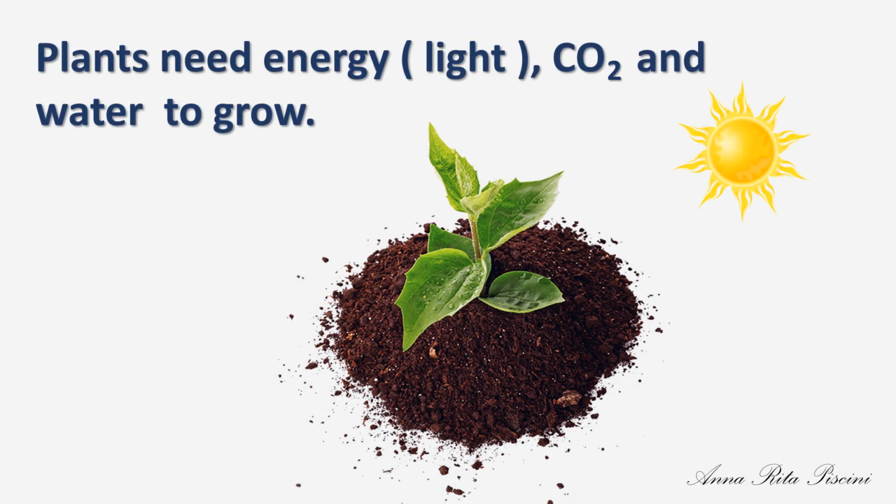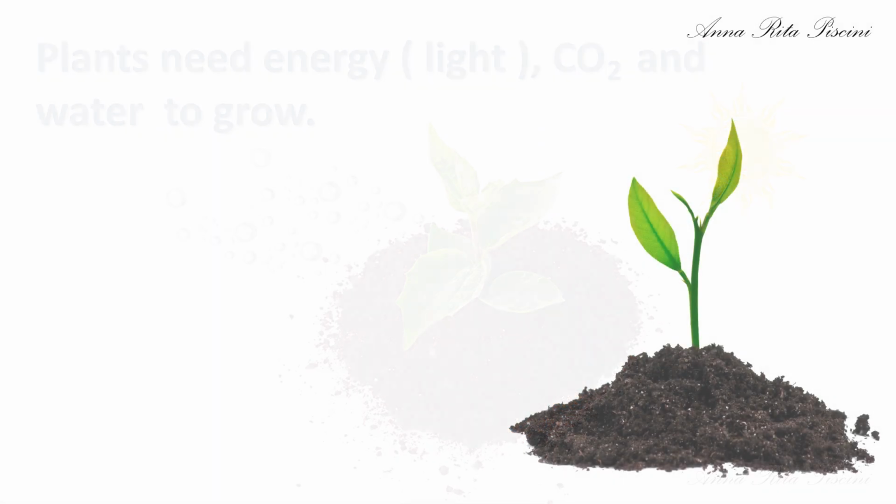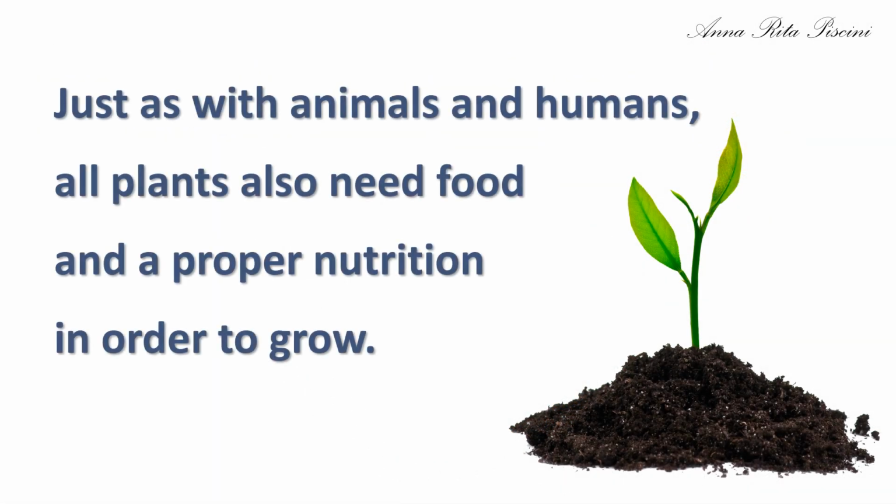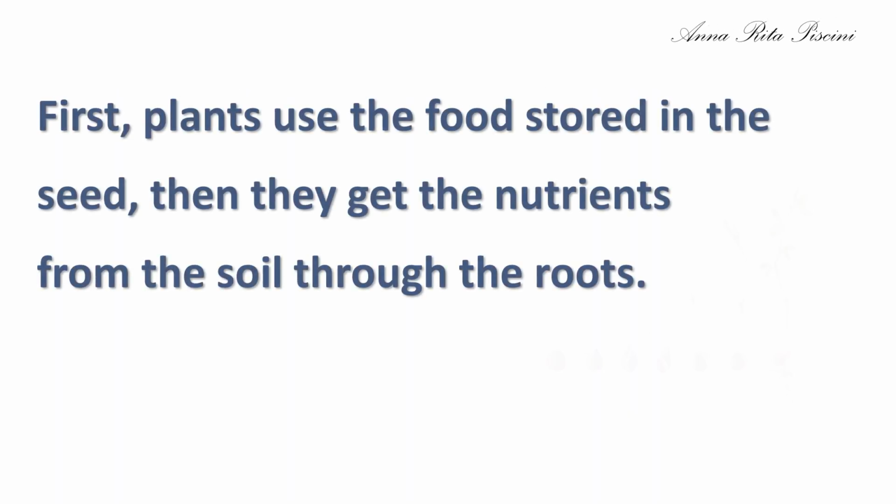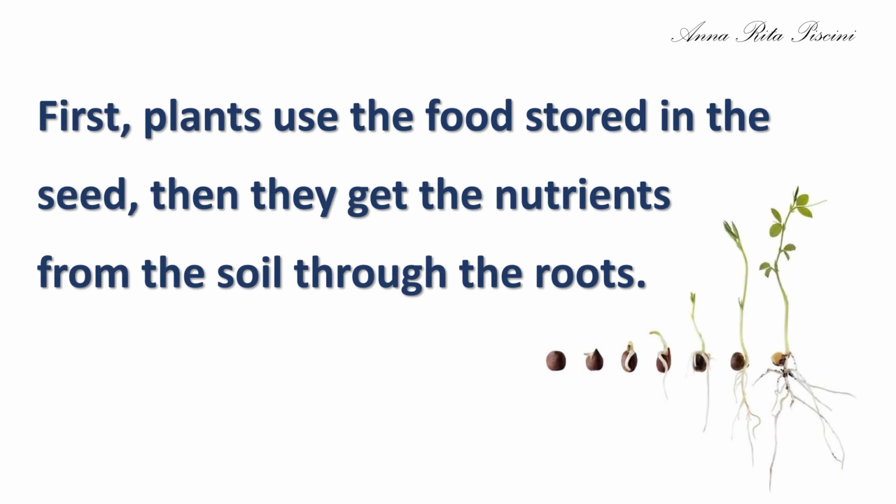Plants need energy, that is light, CO2, carbon dioxide, and water to grow. Just as with animals and humans, all plants also need food and proper nutrition in order to grow. First, plants use the food stored in the seed. Then, they get the nutrients from the soil through the roots.